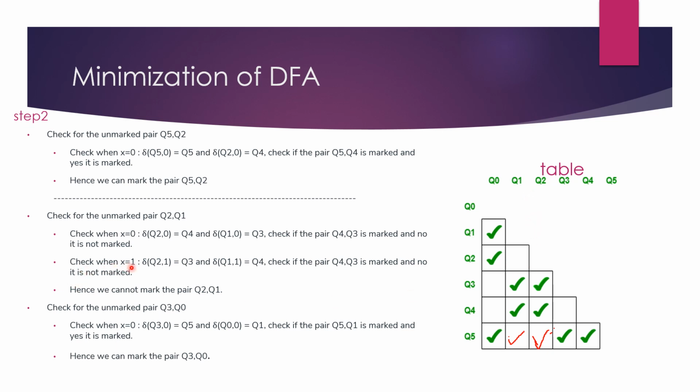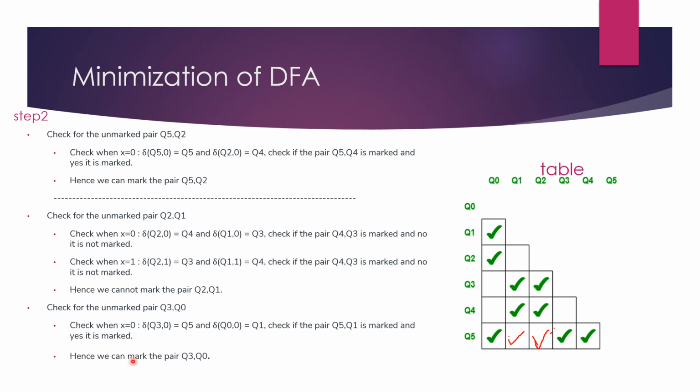Check for when X equals 1. Q2 on 1 goes to Q3, Q1 on 1 goes to Q4. Check whether the pair Q4 and Q3 is marked. No. So hence we cannot mark the pair Q2 and Q1. Check the unmarked pair Q3 and Q0.